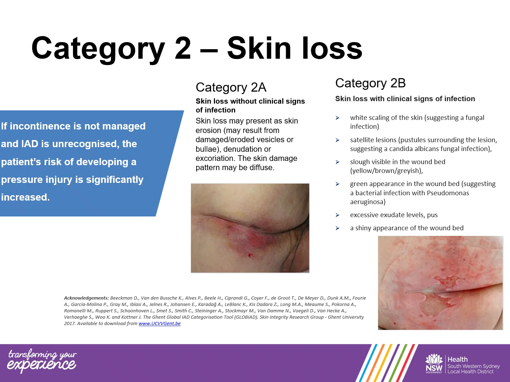And now we come to category 2, which is skin loss. So category 2A is without infection, and category 2B is with infection. Often these will look weepy, shiny, or have a greenish tinge if it's bacterial. The main thing here is that this isn't just sore skin anymore. It's now actually a wound, and therefore it needs a bit more of a wound care level intervention.